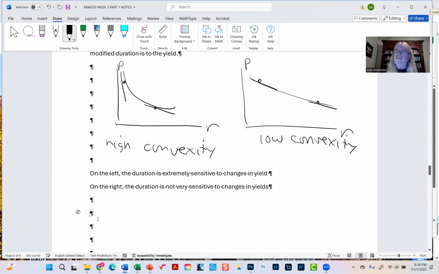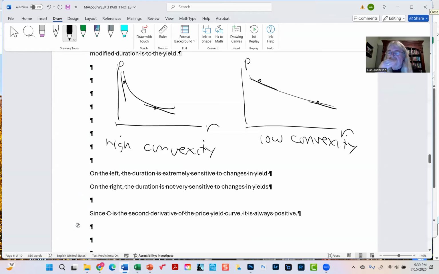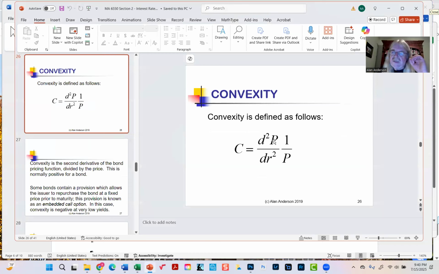Okay. And because it's the second derivative of the price yield curve, it is always positive. The duration is actually negative, but this is always positive. So ultimately, it's nothing but a second derivative scaled by the price of the bond. So you can see instead of dP/dr times 1 over P, it's just the second derivative of P with respect to r, divided by P.